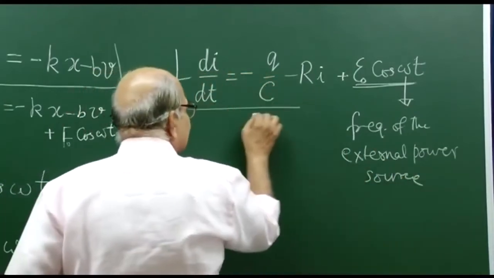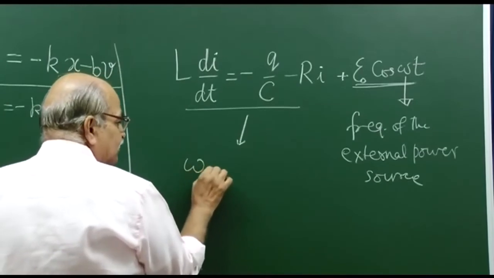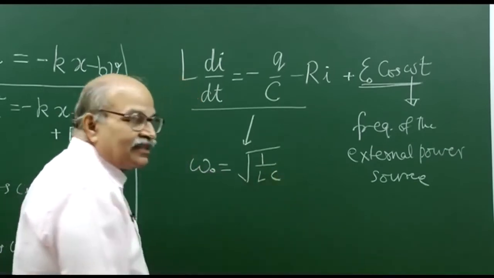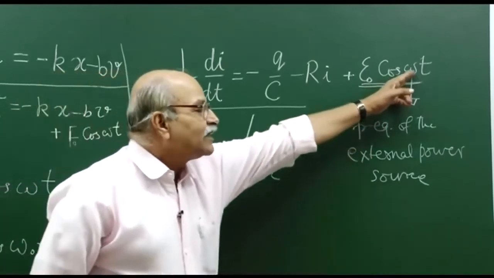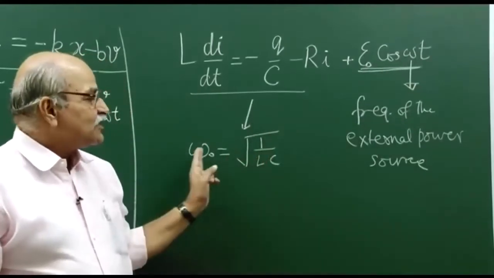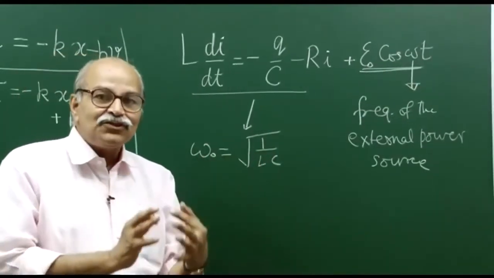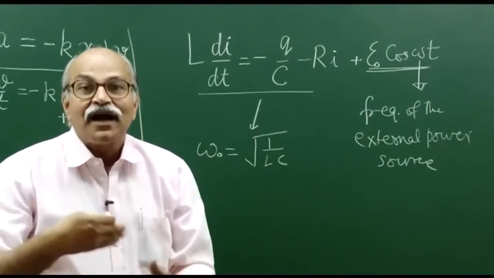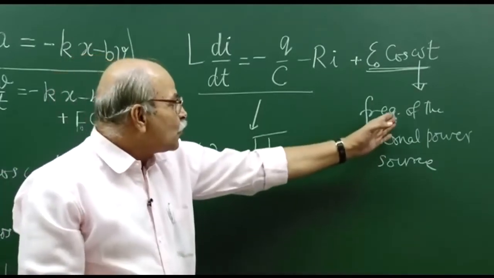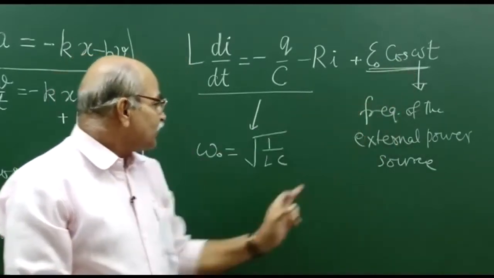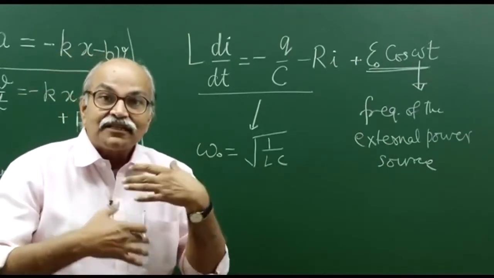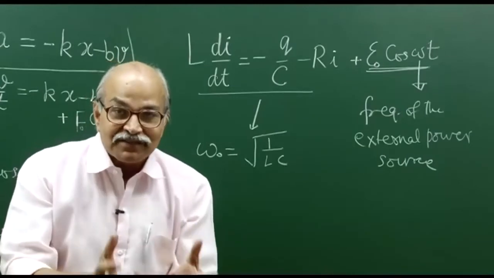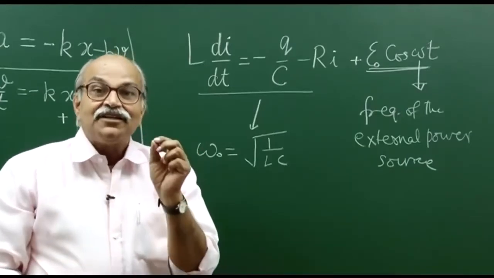And from this system you have a natural frequency omega naught, which is square root of 1 by LC. And if this frequency omega and this natural frequency omega naught are close to each other, then the current in this circuit will be high. And if they are widely apart, if they are quite different from each other, then the amplitude of that oscillating current will be very, very low.